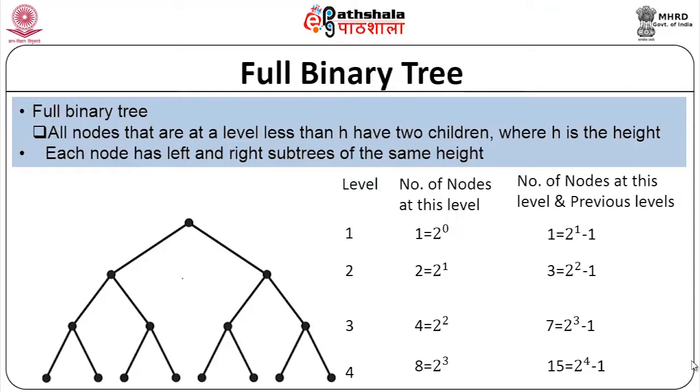So, you have 1 at the first level, then 2 plus 1 is 3, then 4 plus 3 is 7, and then 7 plus 8, the previous plus this, is 15. So, a tree of height 4 will have 15 nodes. There is no question of any other number; the number of nodes is fixed. Suppose you have height 3, the number of nodes will be 7. If it is only 2, it will be 3. If it is 3, it will be 7. If it is 4, it will be 15. So, this is a full binary tree.